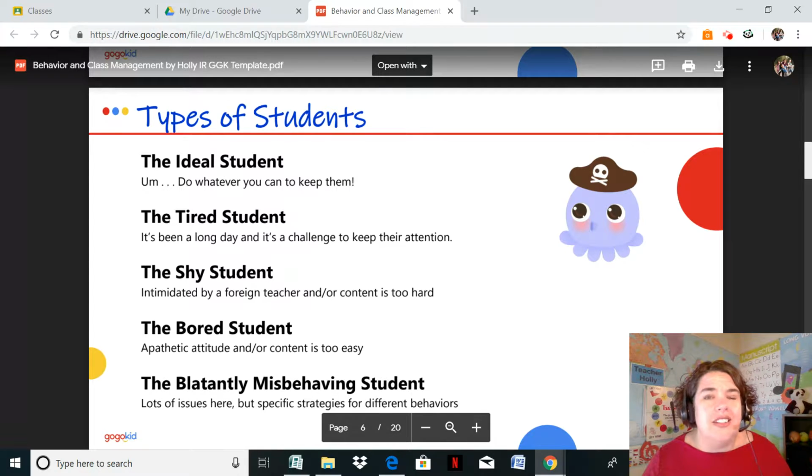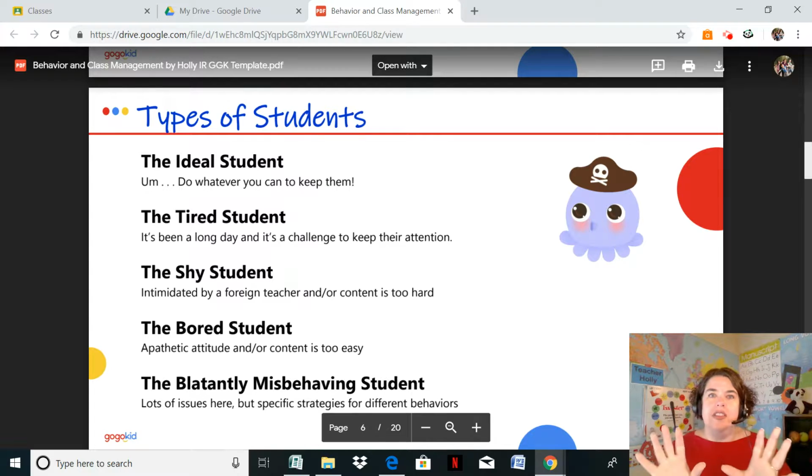And finally, the last one is the one that we've all encountered, I'm sure. 99% of our students are awesome, and they do not fall into this category. But occasionally, we do have the blatantly misbehaving student because let's face it, being 5 can be hard sometimes. And so they are having a hard time behaving, and you're under pressure to make the class go well. You're becoming tense from their behavior. We'll talk about how to deal with that.